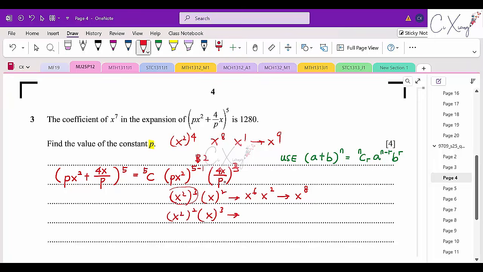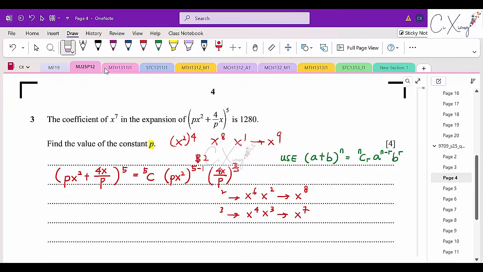If you simplify them, you'll have x power 4 and also x power 3. Multiply them together, you'll have x power 7. Oh, so this is what we want, because in the question they are giving us the coefficient of x power 7. And now we know that to get x power 7, the value of r for the back one should be 3. Okay, so this is how we try it now.